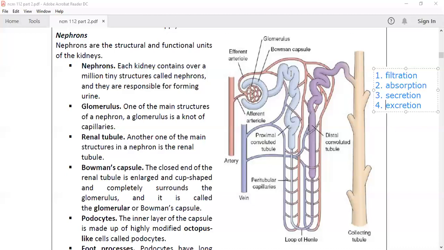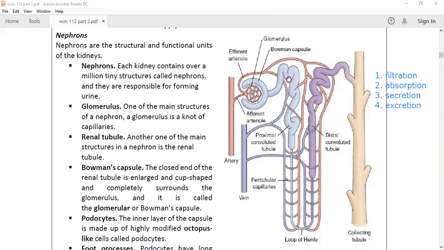So substances that are already in your tubular system can still go back to your vascular system via the process of absorption. All right. In the proximal tubule, this is where most of the electrolytes and then your glucose are absorbed.